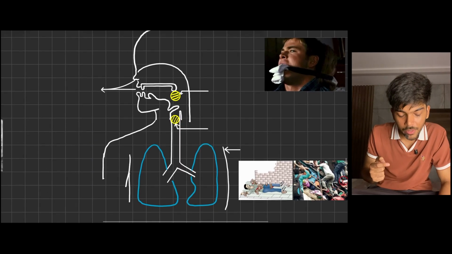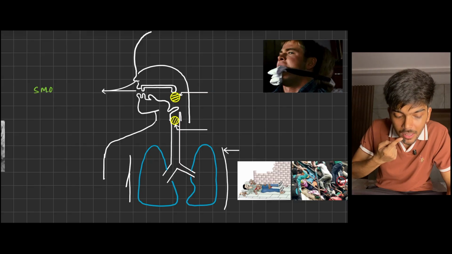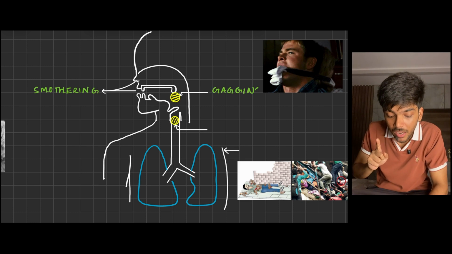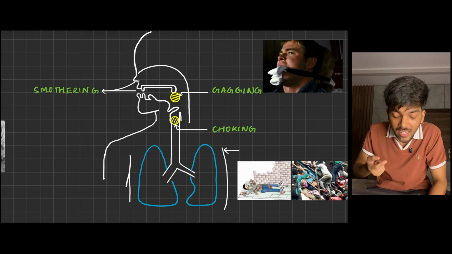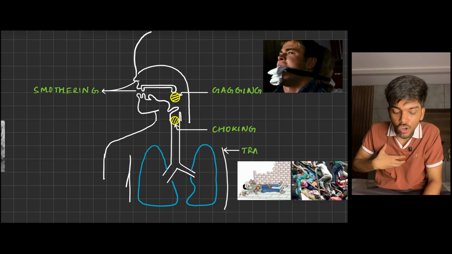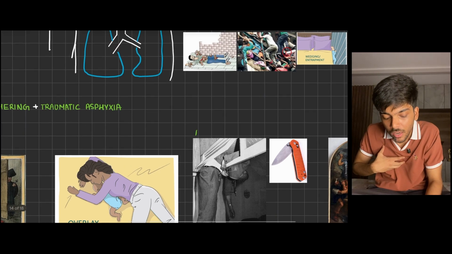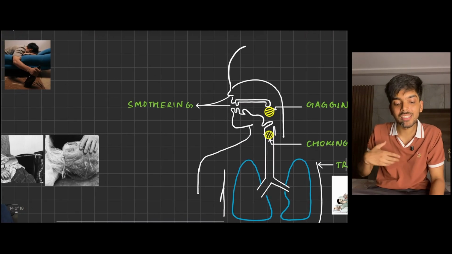Here's the respiratory tract with various levels of obstruction. If the obstruction is at the level of nose and mouth, we call that smothering. If the obstruction is at the level of oropharynx, we call that gagging. See, there is no neck compression. Obstruction at the level of windpipe, we call that choking. Obstruction at the level of chest due to trauma, traumatic asphyxia. Obstruction at the level of chest due to abnormal position or posture, postural asphyxia.